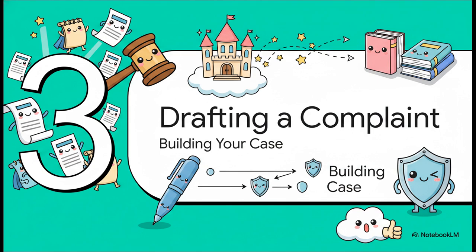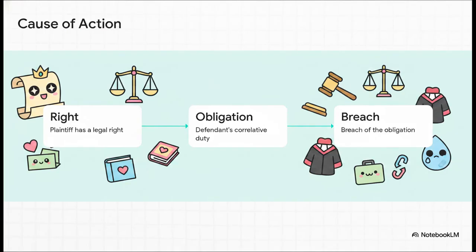All right, Section 3, drafting a complaint. Building your case. We've established where to file, but how do you actually build a bulletproof complaint that survives a motion to dismiss? Well, the core of any complaint is the cause of action, and a complaint that fails to state these 3 steps is going to be fiercely attacked. First, you have to explicitly allege that the plaintiff has a legally protected right.